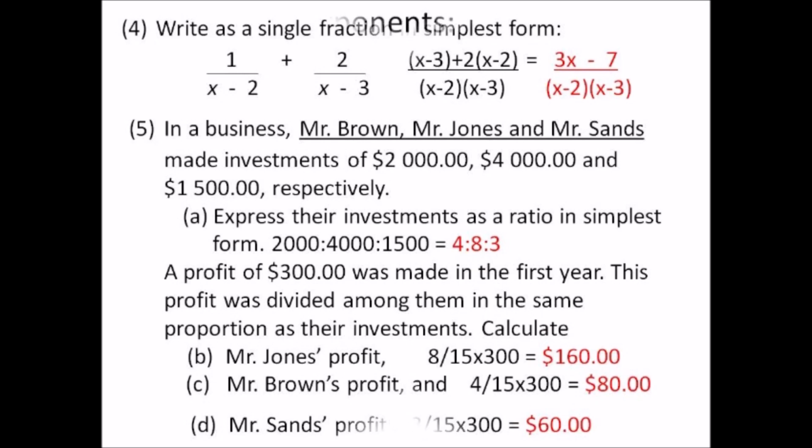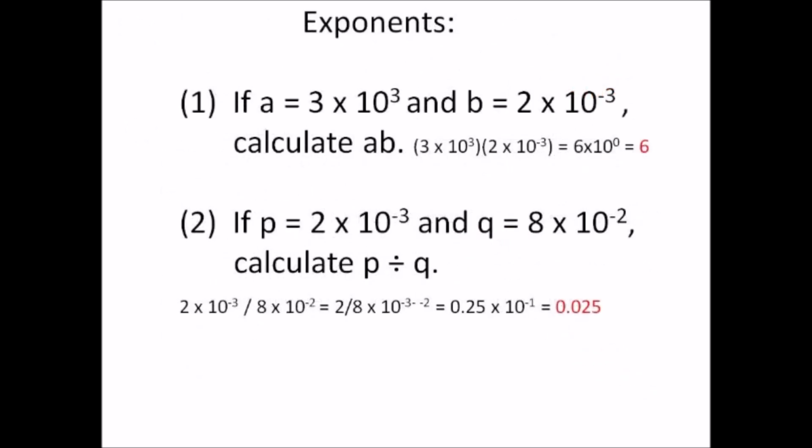Okay, and let's move on to the next one. Exponents, you have to multiply. AB means you multiply and you end up with 6. 6 times 10 to the 0 is 6 times 1 is 6. And then 0.025 is the final answer. When you did the division, remember when you were multiplying, you would add the powers. When you're dividing, you would subtract. So look at the working. It shows you exactly what I did. So you just follow.